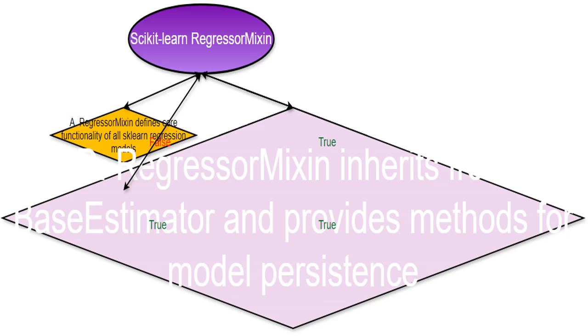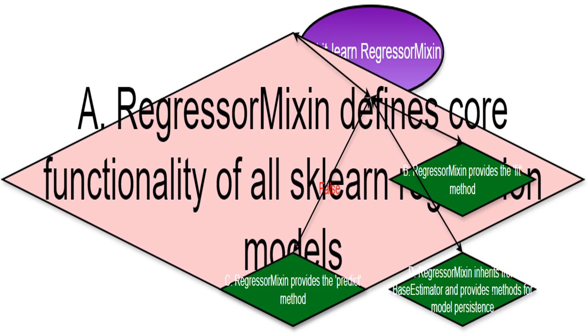Correct. "Base estimator" is a base class in Sklearn. "RegressorMixin" inherits from it, gaining functionalities like saving and loading the model. This is essential for saving your trained model for later use. This is false. "RegressorMixin" doesn't define the core functionality, it only adds common tools. Specific regression models, like "linear regression", provide the actual core algorithms. It's like the toolkit doesn't build the house, but it provides the tools to do so.